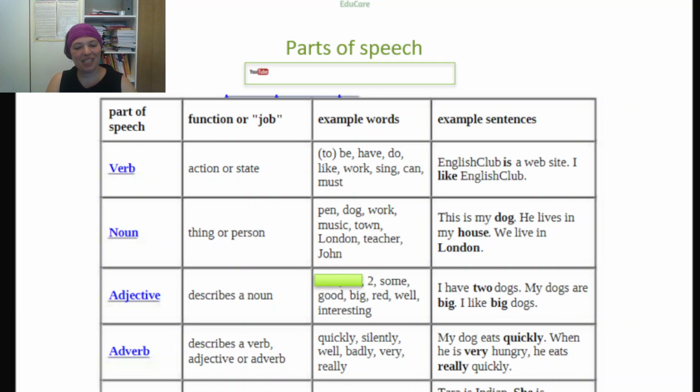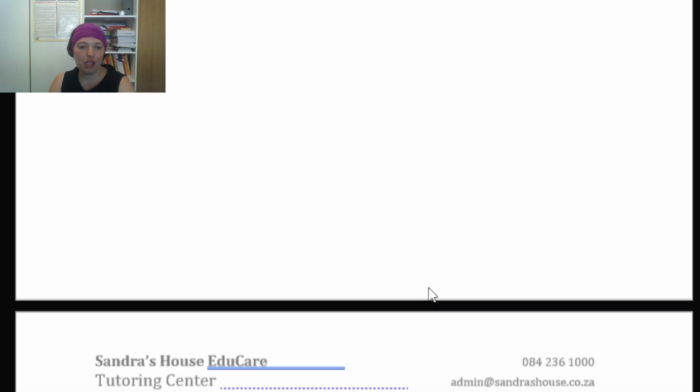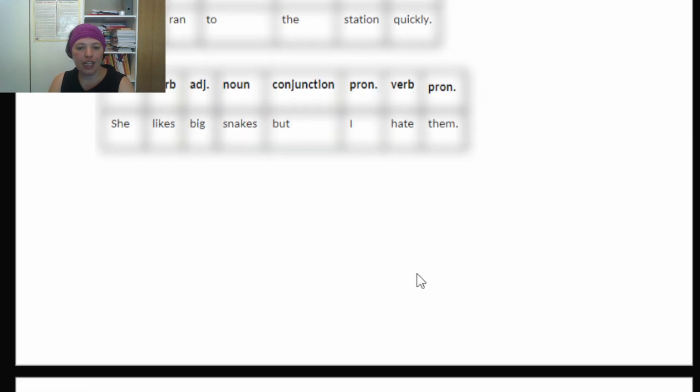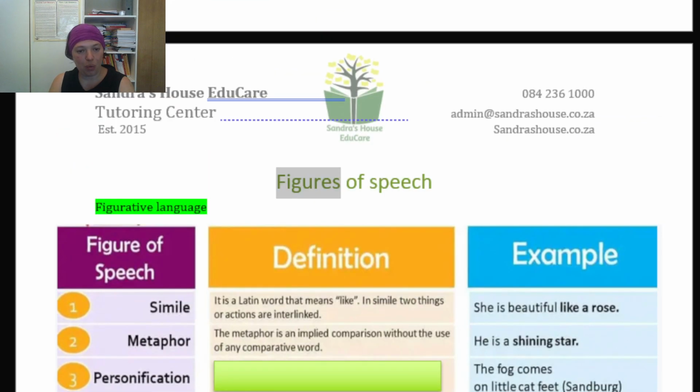Hi, kom ons kyk nou gou na die Engels en ons begin by parts of speech. So, daar is twee verskillende goed wat jy moet leer. Parts of speech en hierdie muis is nou 'n bietjie stadig. En die ander een is figures of speech. So, ek wil vir jou 'n manier gee om nie die twee met mekaar deurmekaar te maak nie.